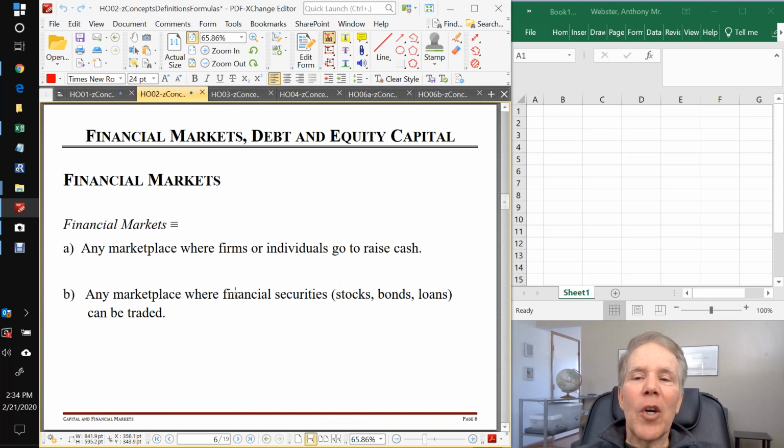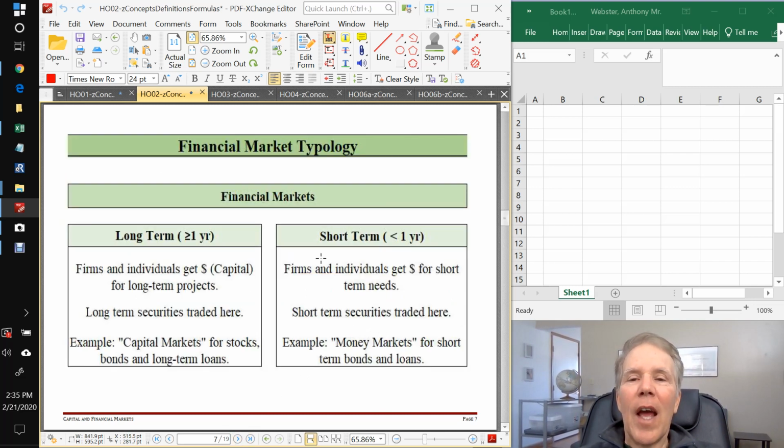And financial markets, we got into any marketplace where firms or individuals go to raise cash on the one hand, and also any marketplace where financial securities can be traded. So what are financial securities? Stocks, bonds, loans, all that stuff. Okay, and then we looked a little bit at typology. Financial markets are broken down into long-term and short-term. Short-term are typically called money markets, and there are whole classes on money markets. We're not going to worry about that.